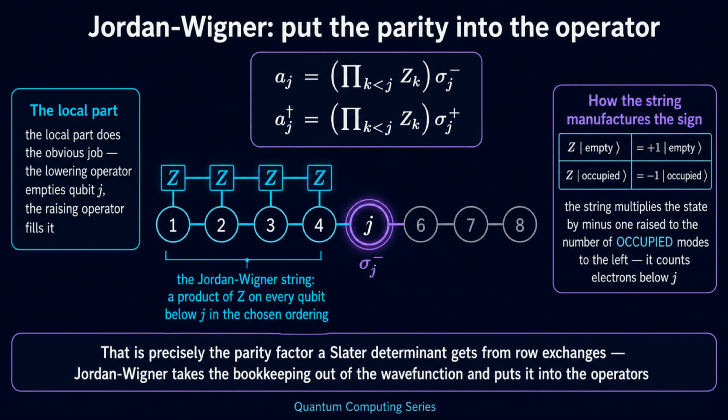The oldest solution is also the most transparent. Assign the modes a fixed order, map each mode to its own qubit, and define the annihilation operator as a product of Z operators on every qubit below it, times a local lowering operator. The local part does the obvious job of emptying the qubit. The new ingredient is the Jordan-Wigner string. Z is diagonal, returning +1 on an empty mode and -1 on an occupied one, so the string multiplies the state by -1 for every occupied mode to the left. It counts electrons below and manufactures the parity sign.